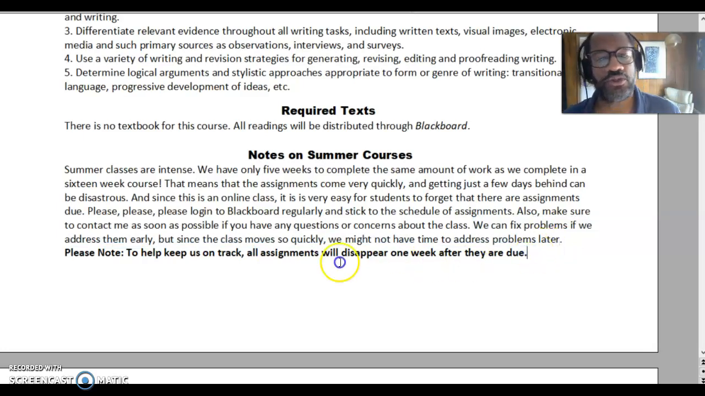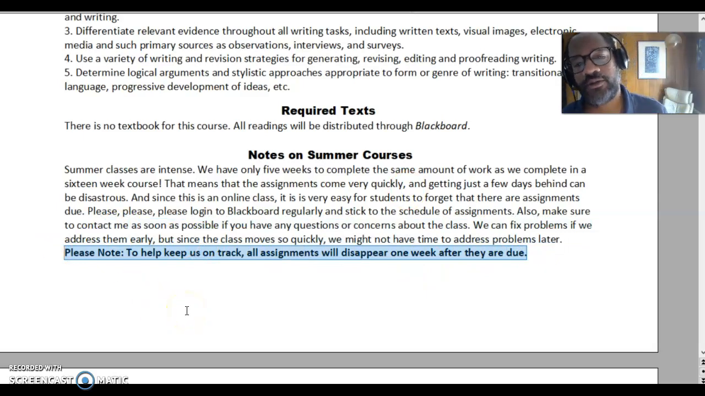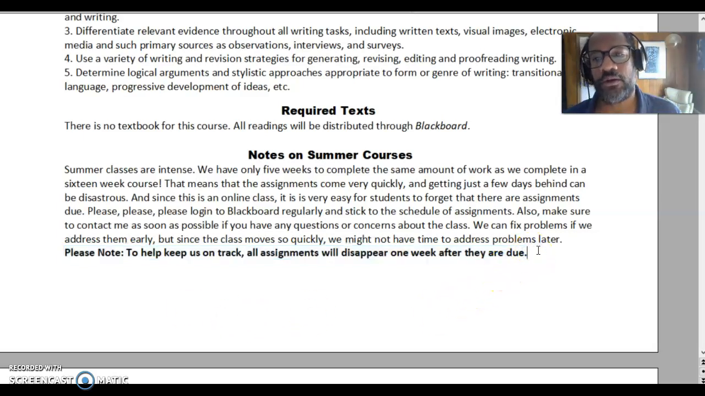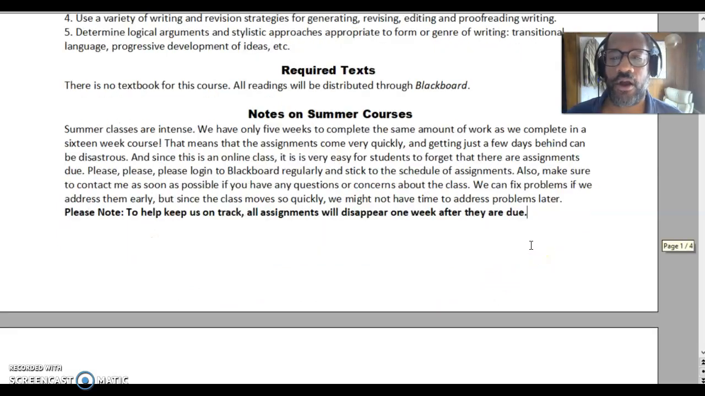And then here in bold, so you know that it's important: please note, to help keep us on track, all assignments will disappear 1 week after they are due. So you cannot get very far behind. 1 week is way far behind, right? It would probably be more confusing if they disappeared after a couple of days, so I just chose a week, but that's way far behind. If you're a week behind, you may not be able to finish the class. So all assignments will disappear after 1 week, and you cannot make up anything if it's over a week due.